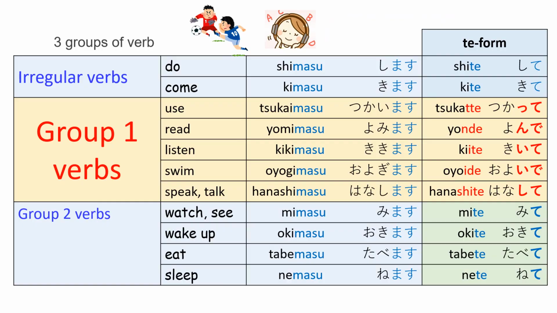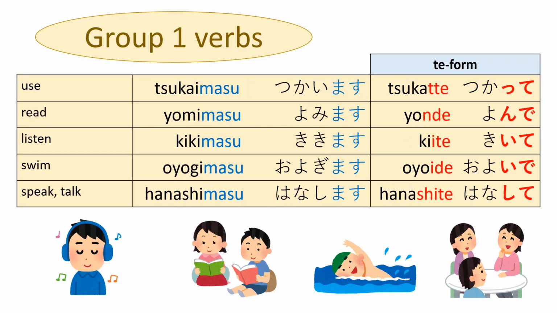Then the last group is group 1 verbs, and this is the biggest group among the Japanese verbs, and actually a little bit tricky to make te forms. Regarding te forms, there are 5 patterns in the group 1 verbs, depending on the sound before masu of the masu forms.